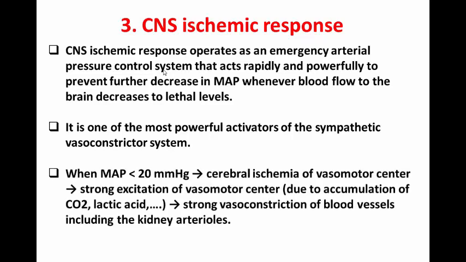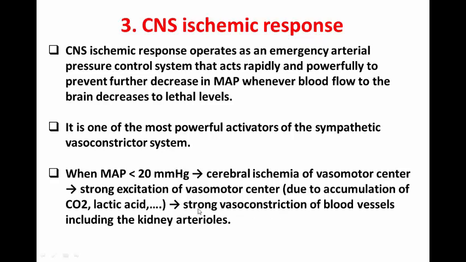So when the mean arterial blood pressure is decreased to levels lower than 20 millimeters of mercury, as a result, for example, of massive bleeding, this will cause cerebral ischemia of the vasomotor center, of the cardiovascular centers in the medulla oblongata. And this would result in strong excitation of the vasomotor center. The vasomotor center is the sympathetic center in the cardiovascular centers. This strong stimulation of the vasomotor center results from the accumulation of carbon dioxide and lactic acid as a result of reduced flow through the brain.